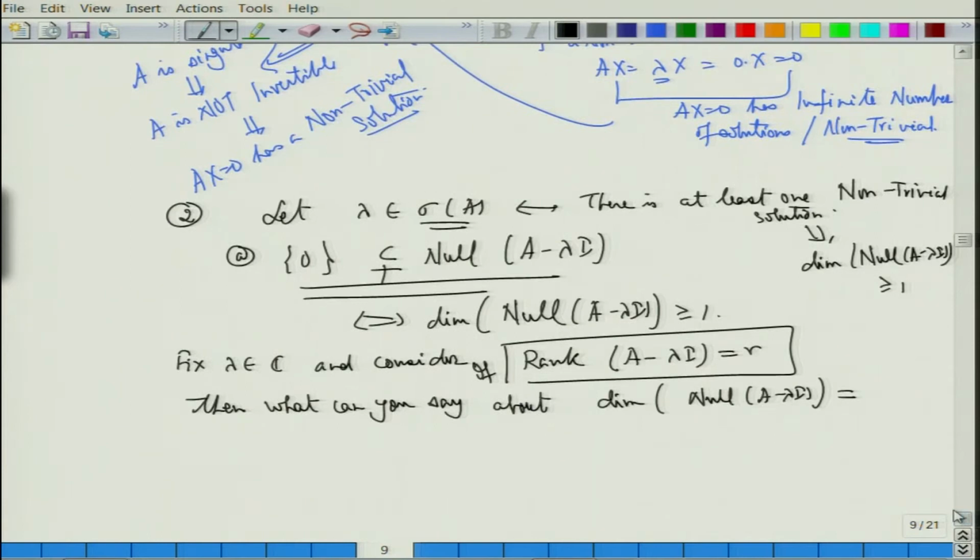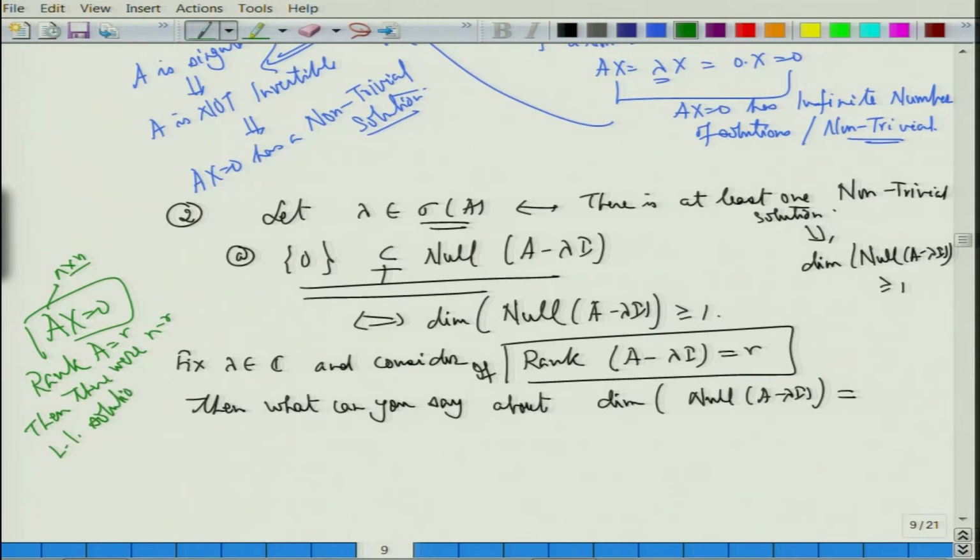Recall that when I had the system Ax equal to 0, and the rank of A was r, there were n minus r linearly independent solutions, A being n cross n. You can use either the rank nullity theorem, or you can look at the solution space in the linear system of equations, or the fundamental theorem of linear algebra. Since lambda is fixed and the rank is r, the dimension of this null space will be n minus r. Linear independence and dependence I have already talked about.